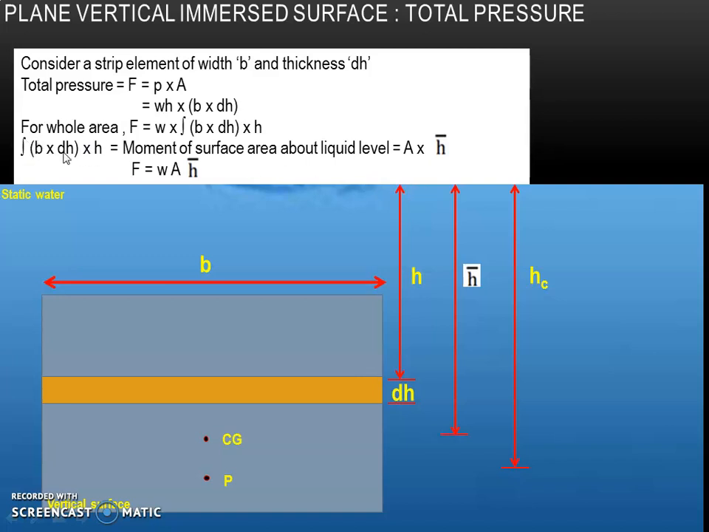But integration of B into dH into H is equal to moment of the surface area about the liquid level, which is equal to area of this vertical surface A into H bar. H bar is distance of CG from the surface of water. So we get expression for F as W A H bar. Here integration of B into dH into H is replaced by A H bar.